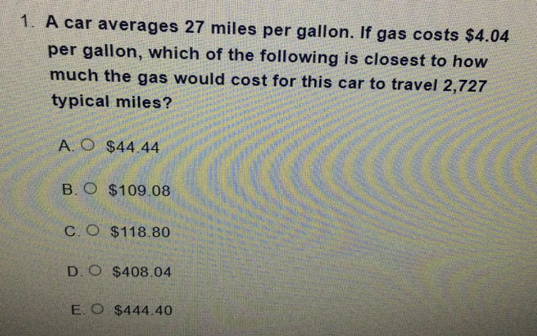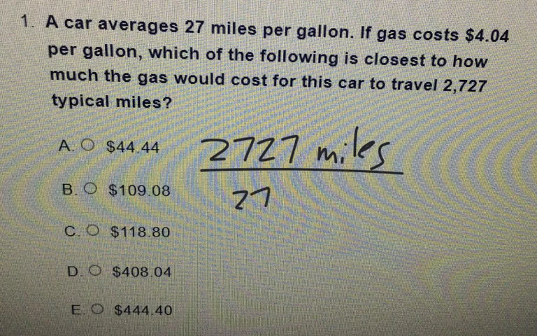So here's the way I would think about it. Is it a D or B? It says my car can get 27 miles for every gallon I put in it, and I have to travel a total of 2,727 miles. So how many gallons of gas do I need to travel 2,727 miles, given that the average it travels is 27 miles per gallon?